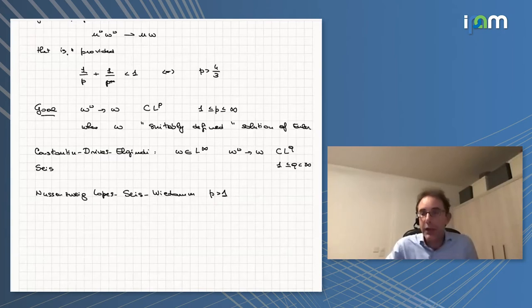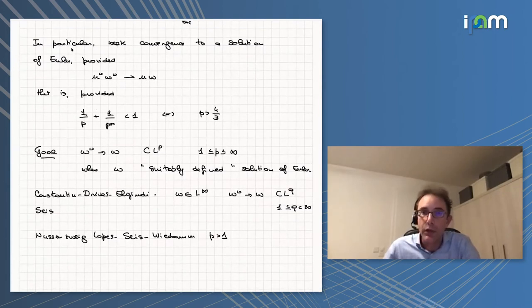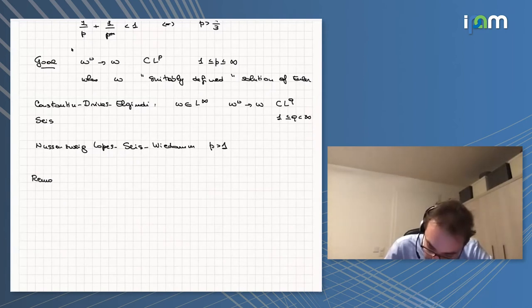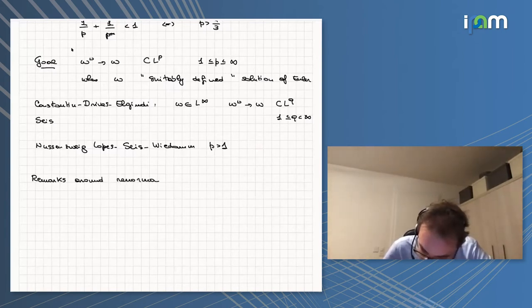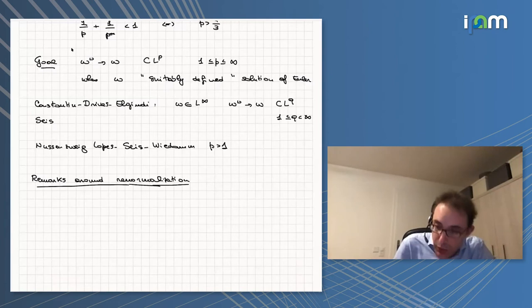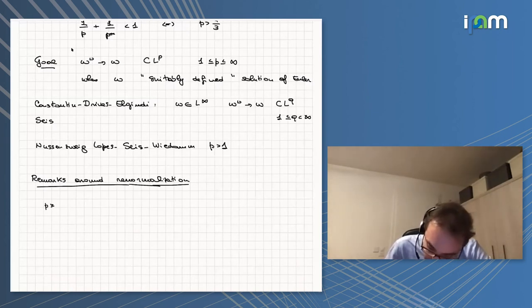So this p greater or equal than 4/3 appears above. For these vanishing viscosity results, it's also quite important in order to understand what is the notion of solution to the Euler equation. So remarks around renormalization. Basically, in order to define weak solutions for the Euler equation in vorticity form in distributional sense, what you need is to give a distributional meaning to the product of the velocity times the vorticity, and that's the computation that we did above. So for p greater or equal than 4/3, solutions can be defined distributionally.